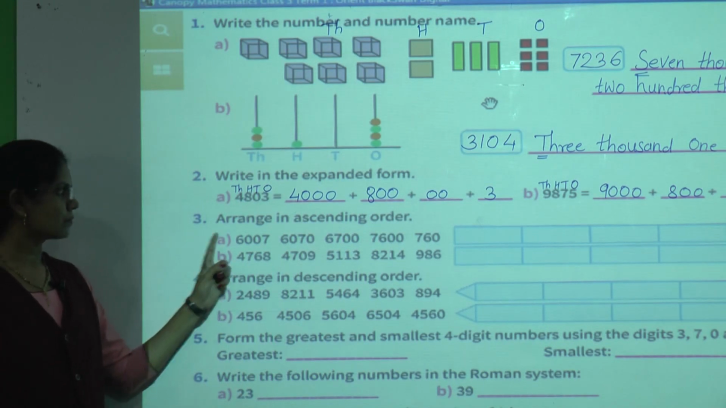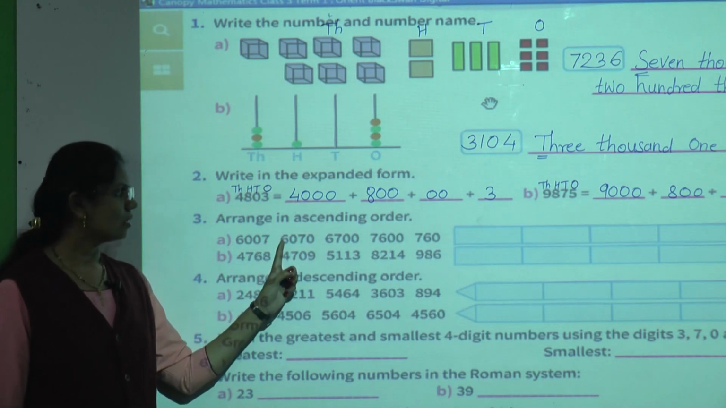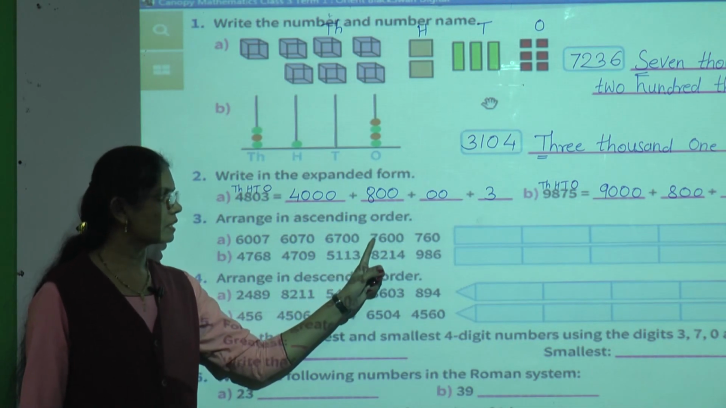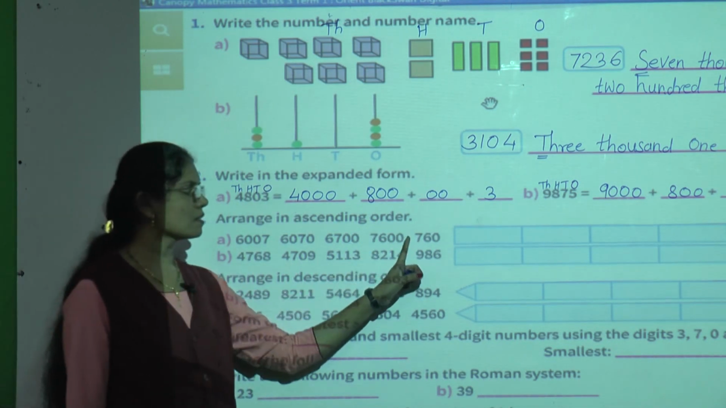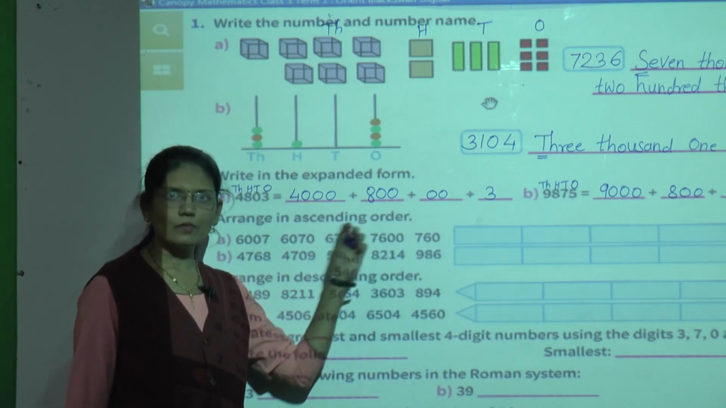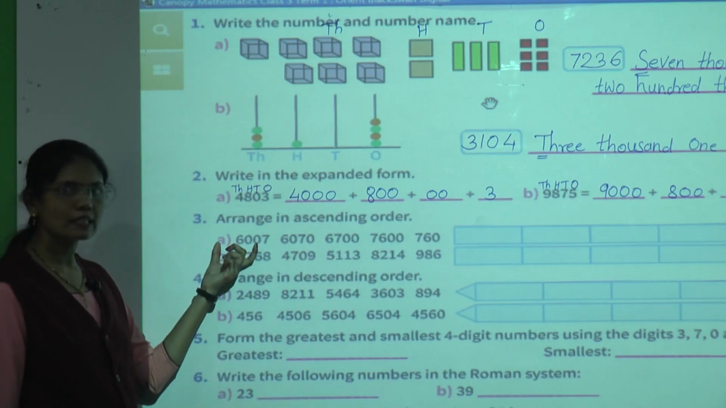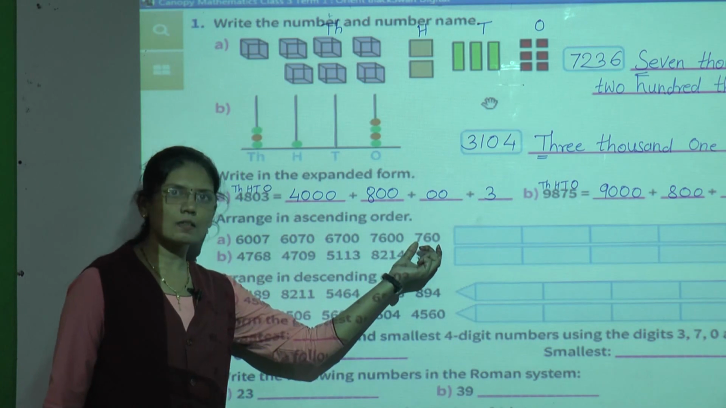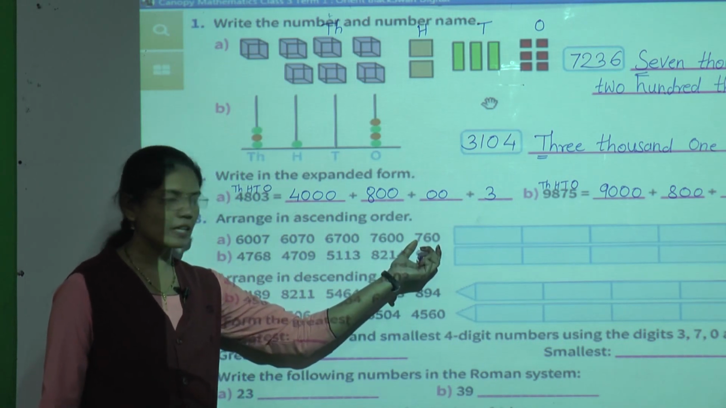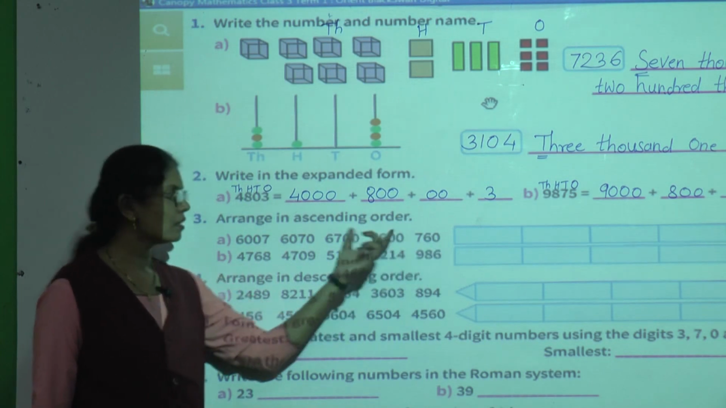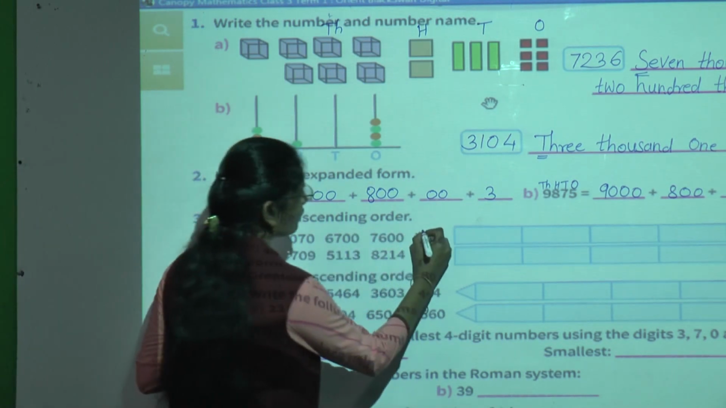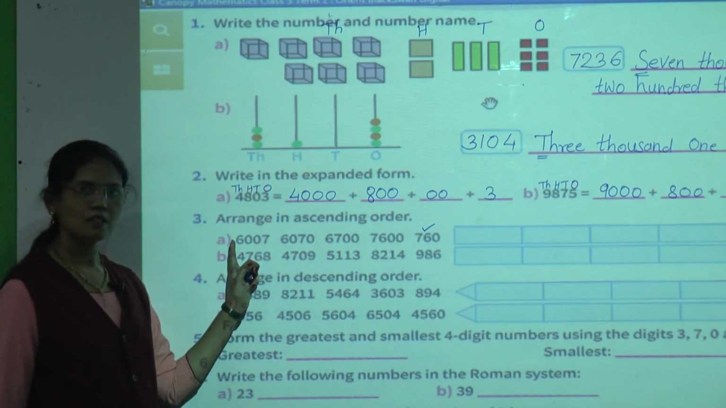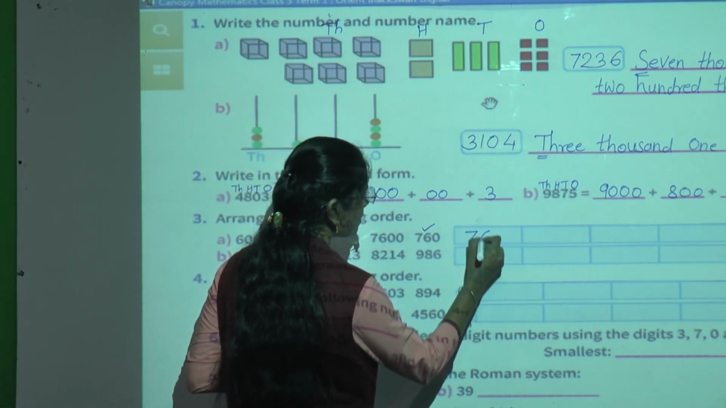See this A question. First number is 6007, second is 6070, third is 6700, fourth is 7600 and the last number is 760. If you see carefully, you can understand these 4 numbers are 4-digit numbers and only this last number is a 3-digit number, and a 3-digit number is always smaller than a 4-digit number. So first we will write this 3-digit number. Why? Because it is the smallest among these numbers. So I will write here 760.